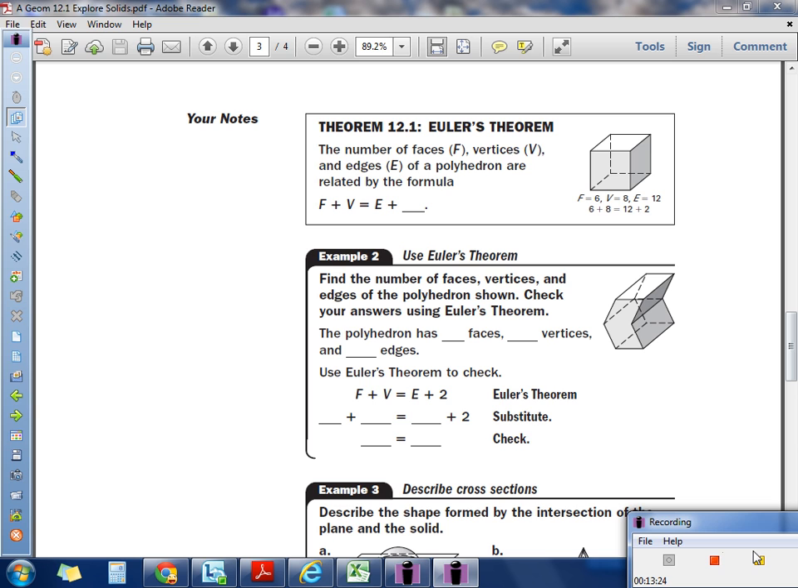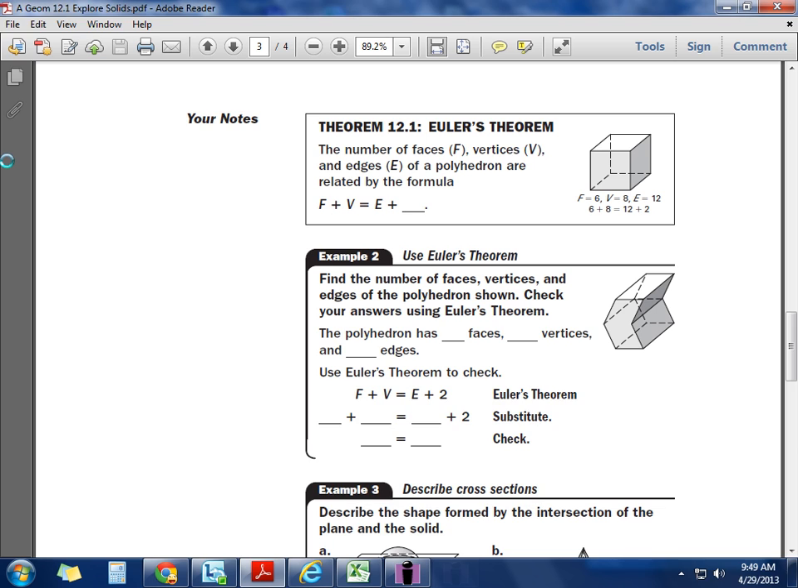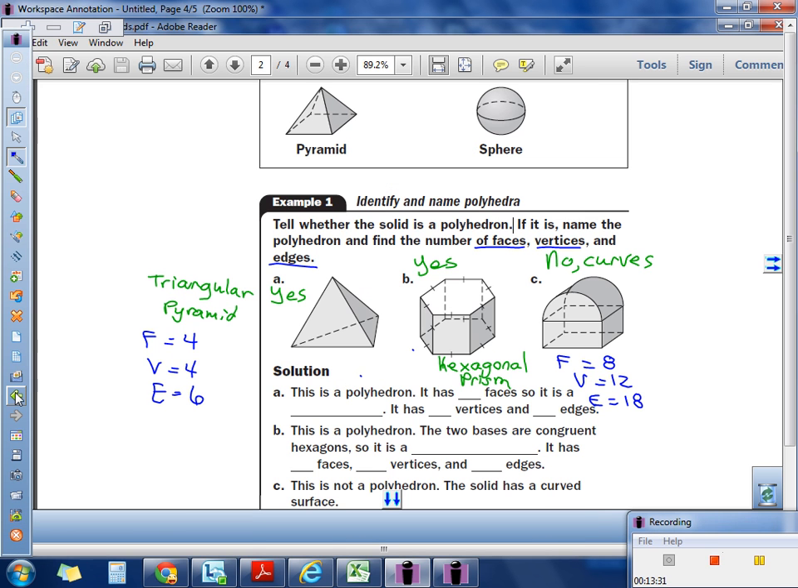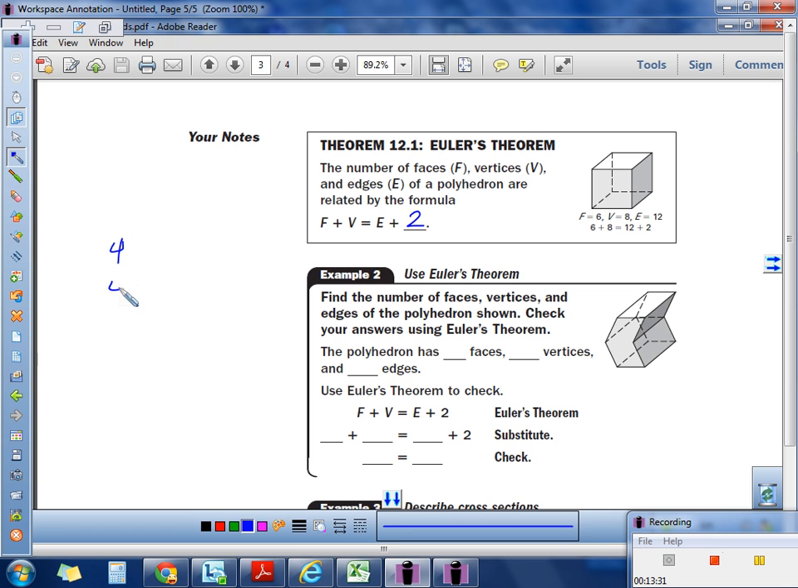All right, here's a little trick that can help you figure out if you're counting correctly. So this little formula is called Euler's Theorem. It says F plus V equals E plus 2. So this is something that we can check. That means we can use numbers from a shape and plug them in. Does anybody remember the numbers? Let's see, I'll steal them. 4, 4, and 6. So F, V, and E from part A. Let's plug them in and see if it works. F is 4.